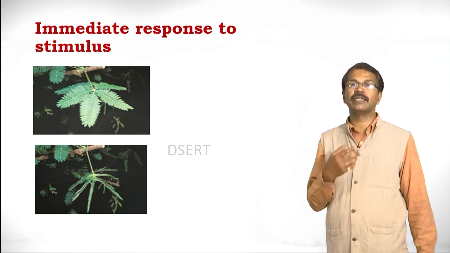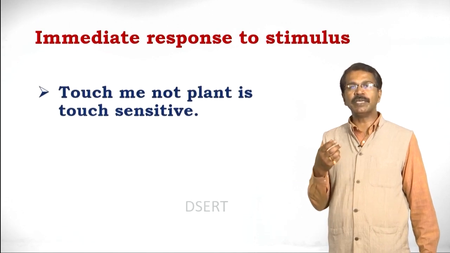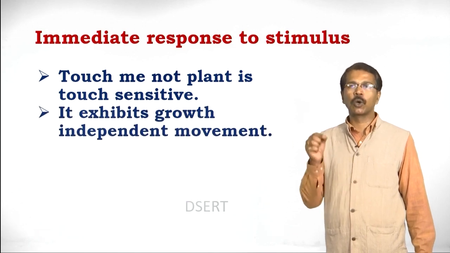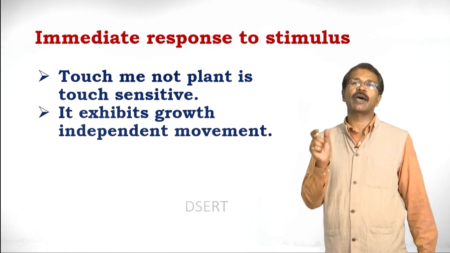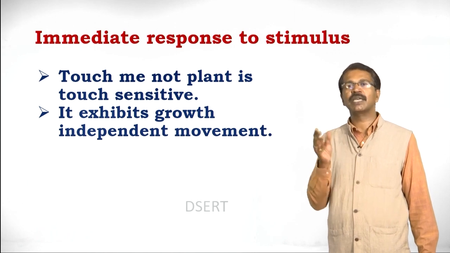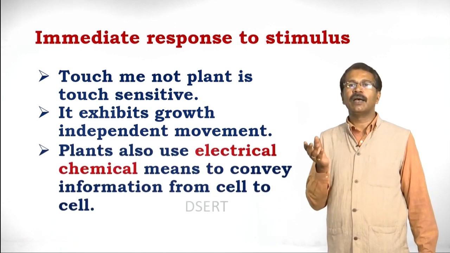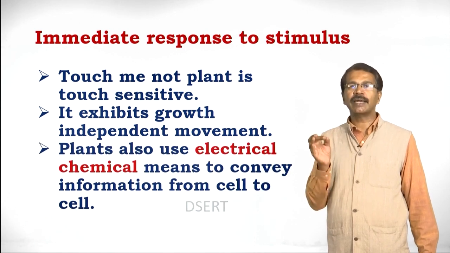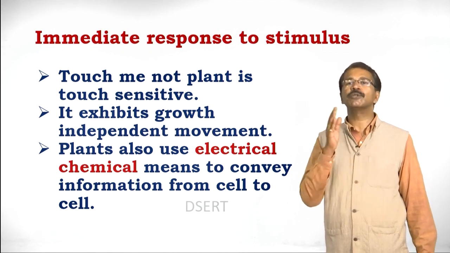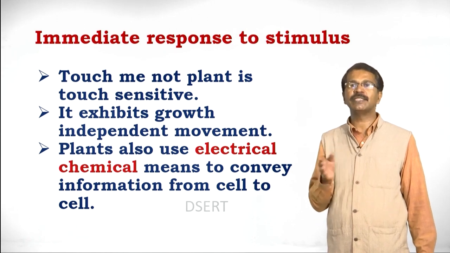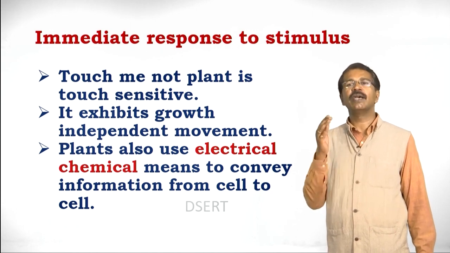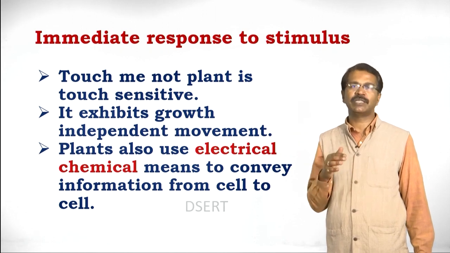Now let us go to the details of how it happens. In the touch me not plant, as I said, it is very sensitive to touch. It exhibits growth independent movement. Only the leaflets are moving. There is no growth in the leaflets; just closing and opening of leaflets occurs. That is because of electrical and chemical responses or messages which are transferred from cell to cell. That means even in plants, the communication or information is conveyed from one cell to another by means of electrical messengers and chemical messengers.